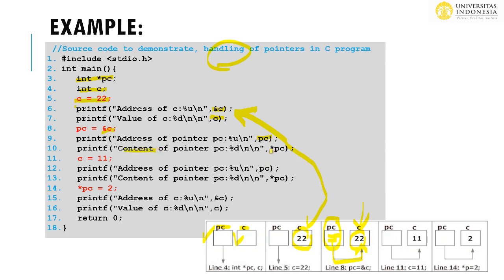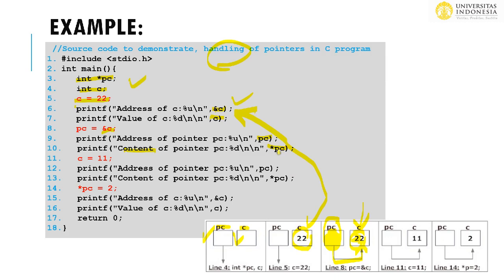These two operators, ampersand and asterisk, the indirection operator and the address operator, are complementary to each other. So you can print the content of pointer PC, the content of the address. PC has the address of C, and the content of the address is 22. Then the content of PC, which is the address of C, you access using the indirection operator asterisk here.